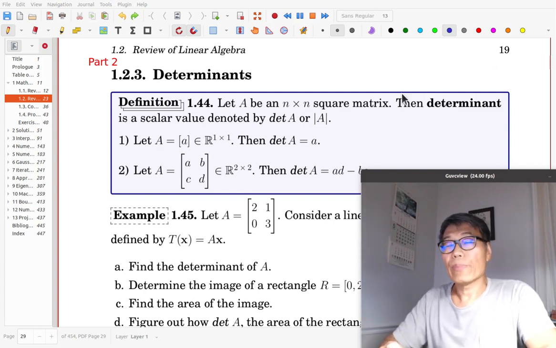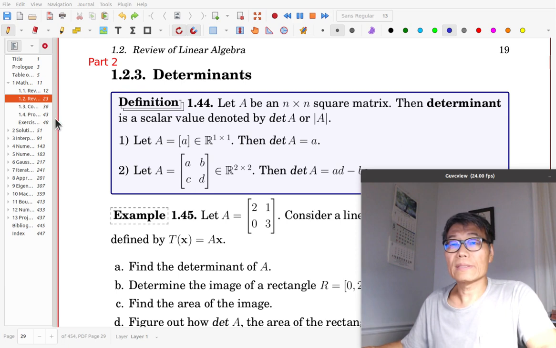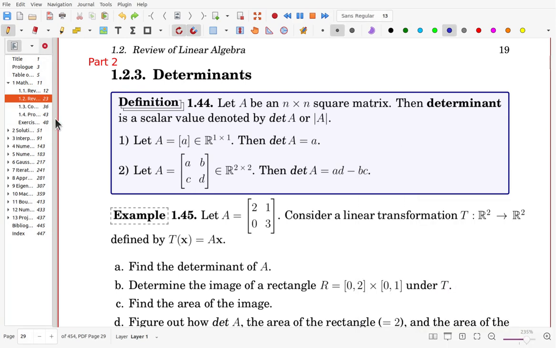It is part 2 of section 1.2. We'll begin with determinants. Let's see this definition. Now, for square matrices, the determinant is a scalar value, and we use the notation det A, or |A|, the absolute value.